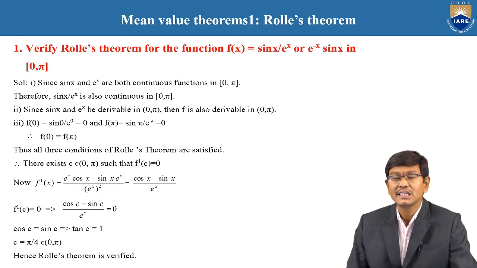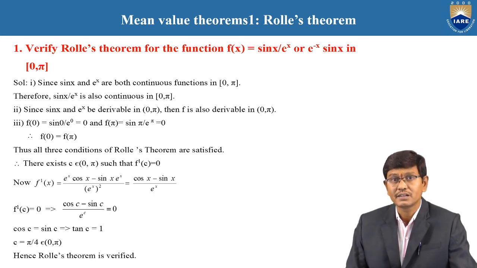And cos c minus sin c is equal to 0 means cos c is equal to sin c. Then sin c by cos c is equal to 1, that is tan c is equal to 1. According to the standard values, tan c is equal to 1 is satisfied by tan of pi by 4. Therefore, tan c is equal to tan pi by 4, so c is equal to pi by 4.